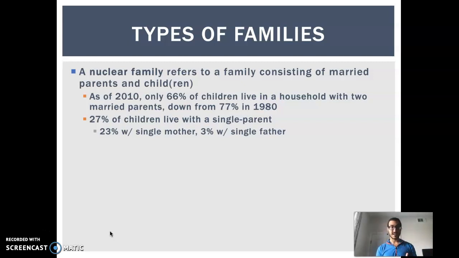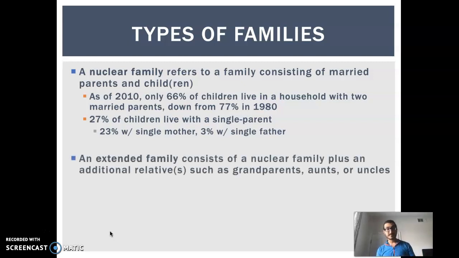However, since the 1960s, we've started to see a slow decline in the prevalence of that nuclear family formation, as this data suggests. Currently today, 27% of children live with a single parent, 23% live with a single mother, 3% live with a single father. The remaining 1% probably lives with a grandparent or another guardian that is not the father or the mother of the child. So this norm of the nuclear family, like I said, has been constantly on the decline.